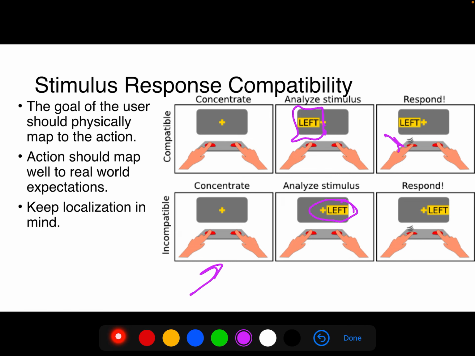So you want to make sure that you're mapping to real world location, and you need to keep localization in mind. Localization here just means if you're designing for a population that is different from you in some fundamental cultural way, be aware of that so that you are aware of their mappings and affordances that they're bringing into your systems.